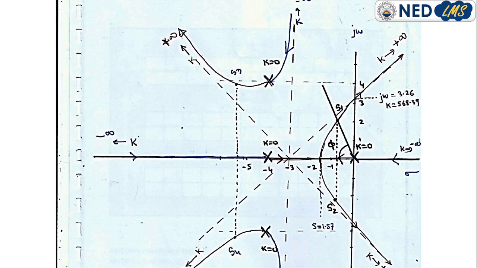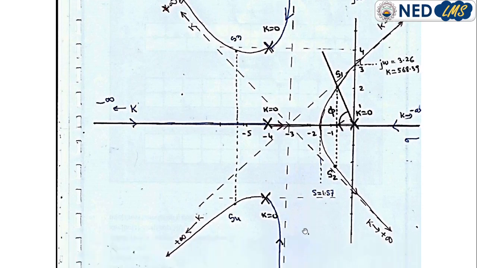After mapping the poles, with the help of the centroid, I have also plotted all the angles of asymptotes. Here is the 45 degree angle for RL, the 135 degree angle, the 225 degree angle, and the 315 degree angle. These are the angles for RL. Therefore I have marked here k positive infinity on all four.